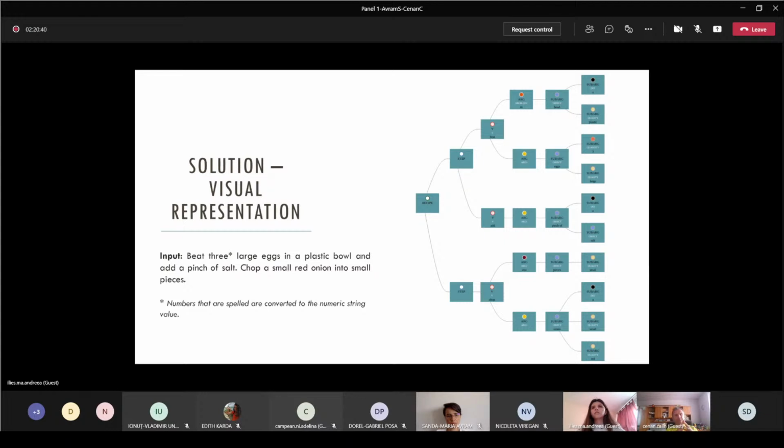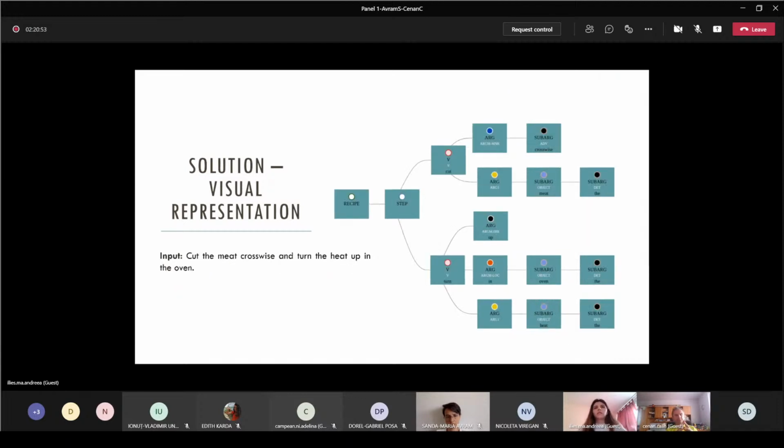Here are other sentences. Also, when a number is written using characters other than digits, it translates them into digits. Here we can see another example.